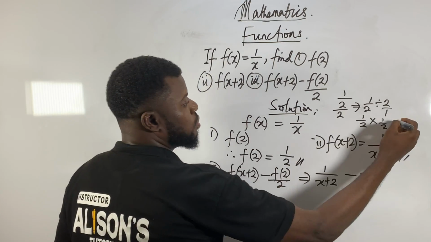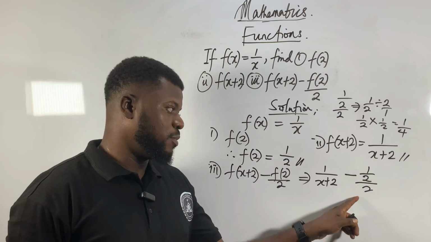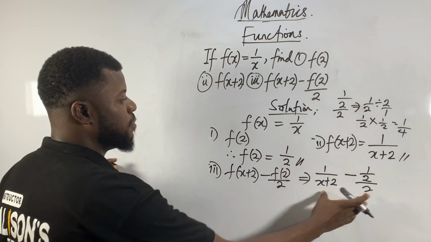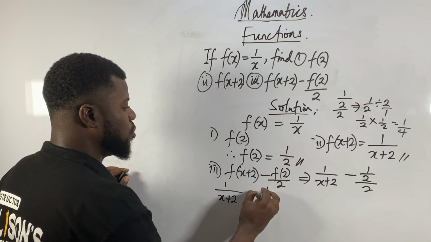So 1 times 1 will give me 1. 2 times 2 will give me 4. That's how I get 1 over 4, what I told you here. So what will be the next step? From this place, I will say 1 over x plus 2 minus 1 over 4.